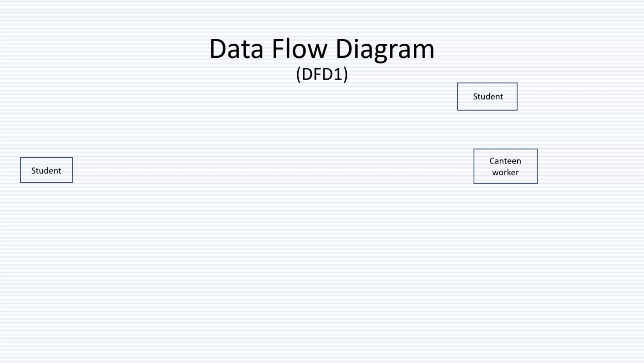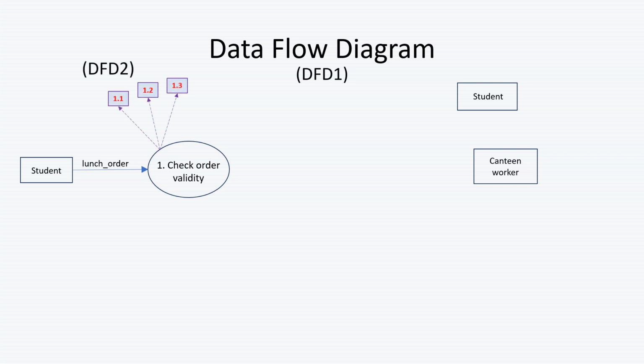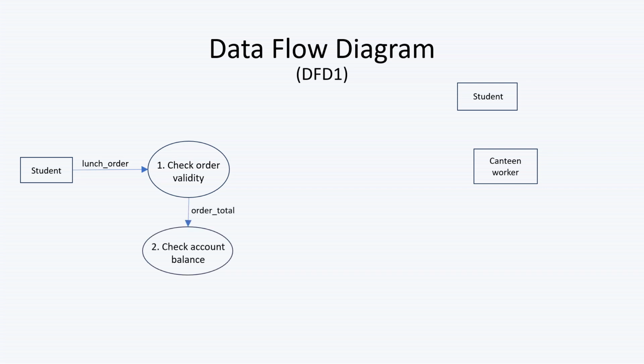If we break down the processes required, we get our first level data flow diagram, or DFD1. Numbers now identify each process. Data flows from the student to the process check order validity. If we broke this process down further, we would use 1.1, 1.2, 1.3, etc. for creating a DFD2.